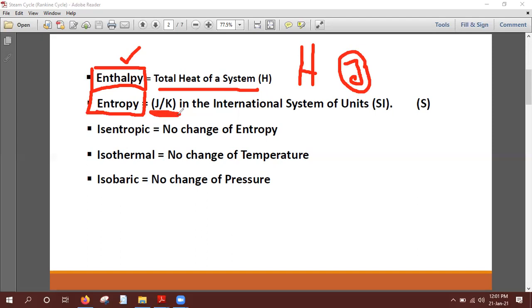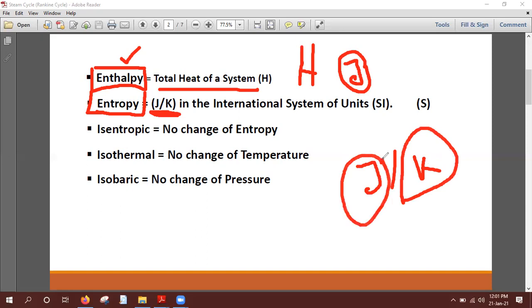It is also heat, but a different heat. How? If you want to increase the temperature of a system by 1 degree Kelvin, then the amount of heat that is required, that is entropy. You see the joule per Kelvin. That means if you want to increase the temperature by 1 Kelvin, the amount of heat required in joules is entropy. In Bengali: jodi tumi kono system er tapmatra 1 Kelvin briddhi korte chao, then je poriman heat ba tap shokti tomar lagbe take amra ki bolbo, entropy bolbo.